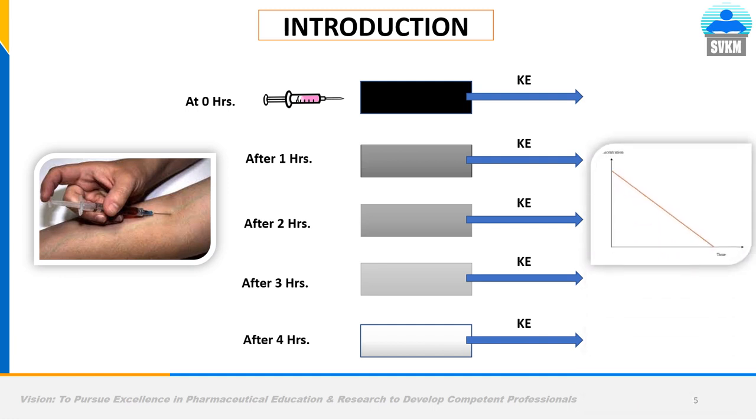So IV bolus shows first order kinetics. First order kinetics is that which depends on the concentration of drug. As the concentration of drug increases, the rate of reaction will also increase. But here, initially at 0 hours the concentration of drug is maximum, and as the time increases the concentration of drug decreases. So it shows first order kinetics.